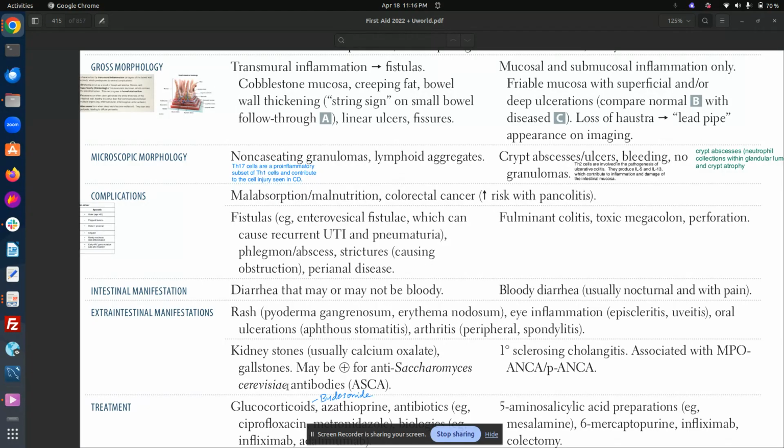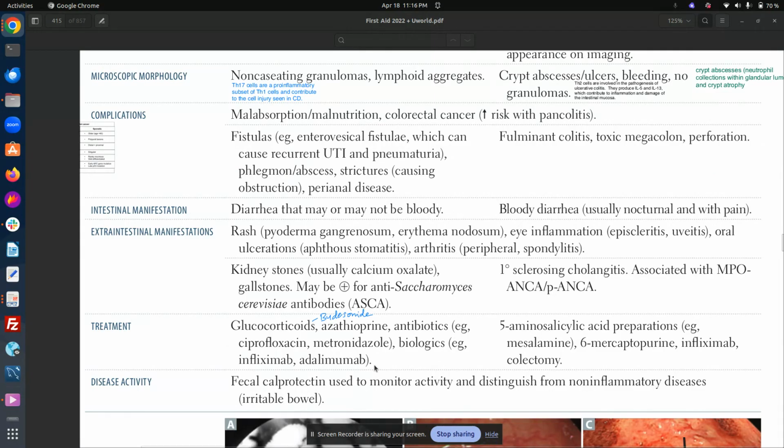Okay, it is associated with an antibody. They ask a lot of times: anti-Saccharomyces cerevisiae antibody is positive in Crohn's disease. The treatment is glucocorticoids, azathioprine, certain antibiotics, biologics.